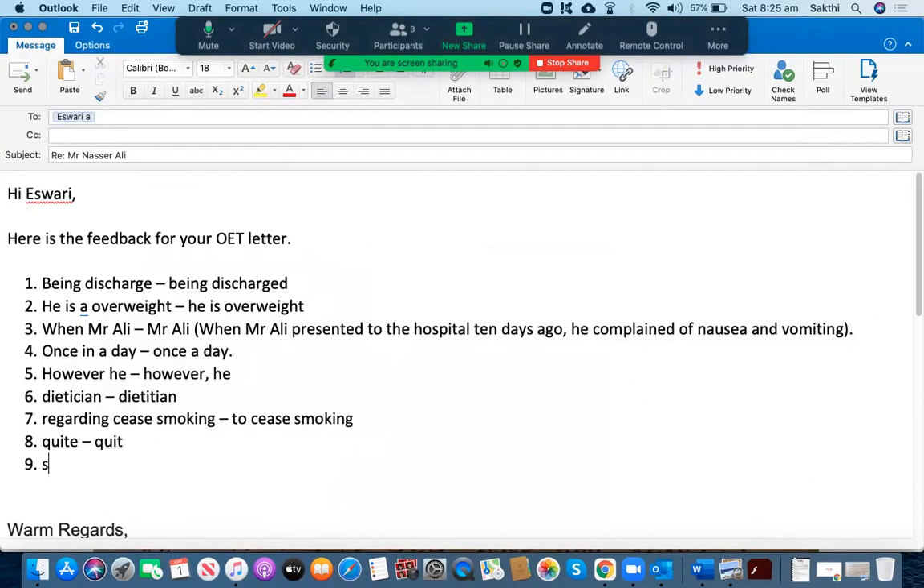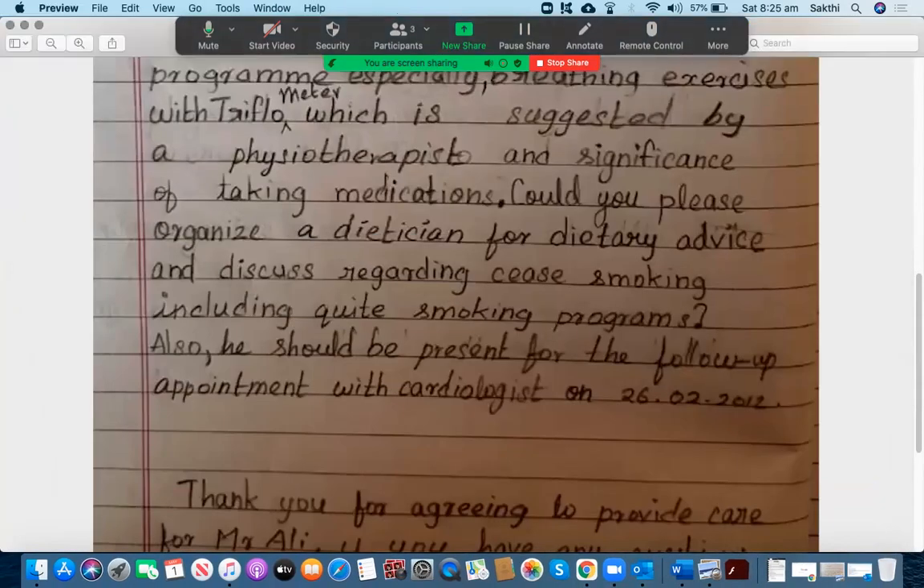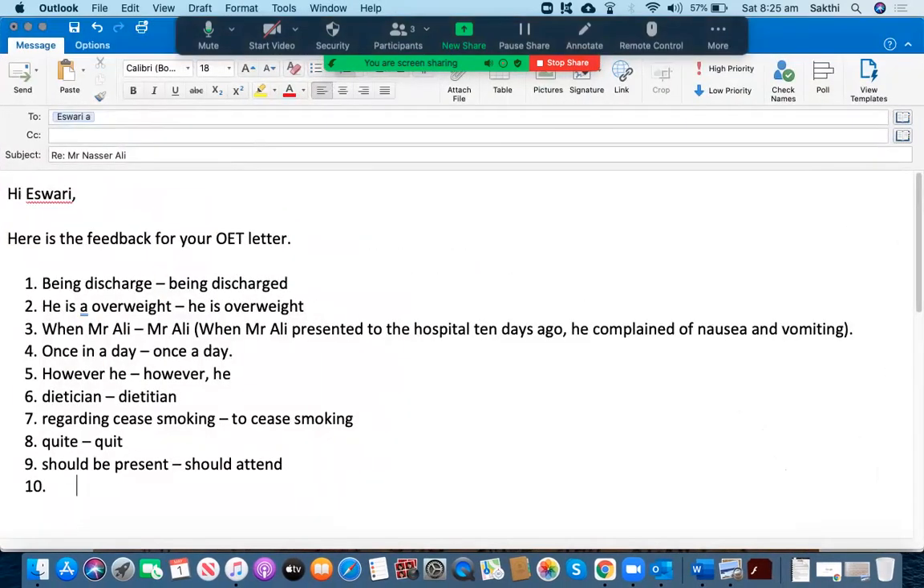Okay, so it should be present. Should be present. You can say should visit. Okay, or should attend. You can say should attend. Okay, sorry. Yeah, should attend. Should attend the follow-up appointment with a cardiologist. It's not with the cardiologist, but with a cardiologist. Okay, good.